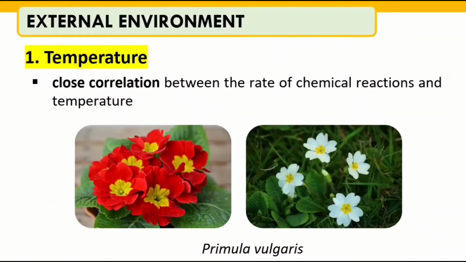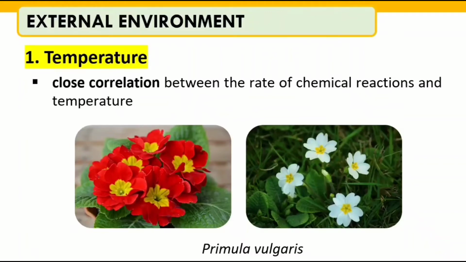Okay, there is actually a close correlation, no, between the rate of chemical reactions and temperature. Since the basic developmental effect of many genes is to control the rate of a specific reaction, a change in temperature can be expected to have widespread effects on development. So we have here an example, no. It's actually a primrose, no, primrose flower with the scientific name Primula vulgaris.